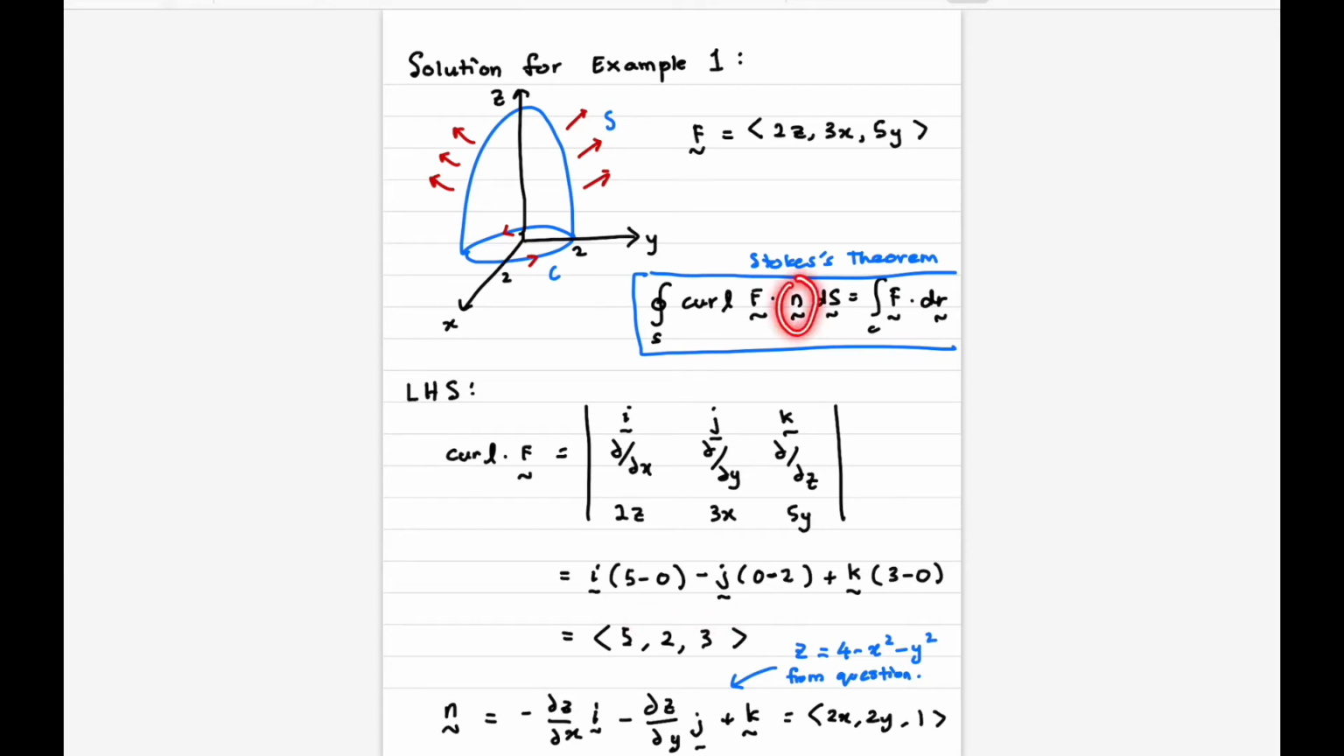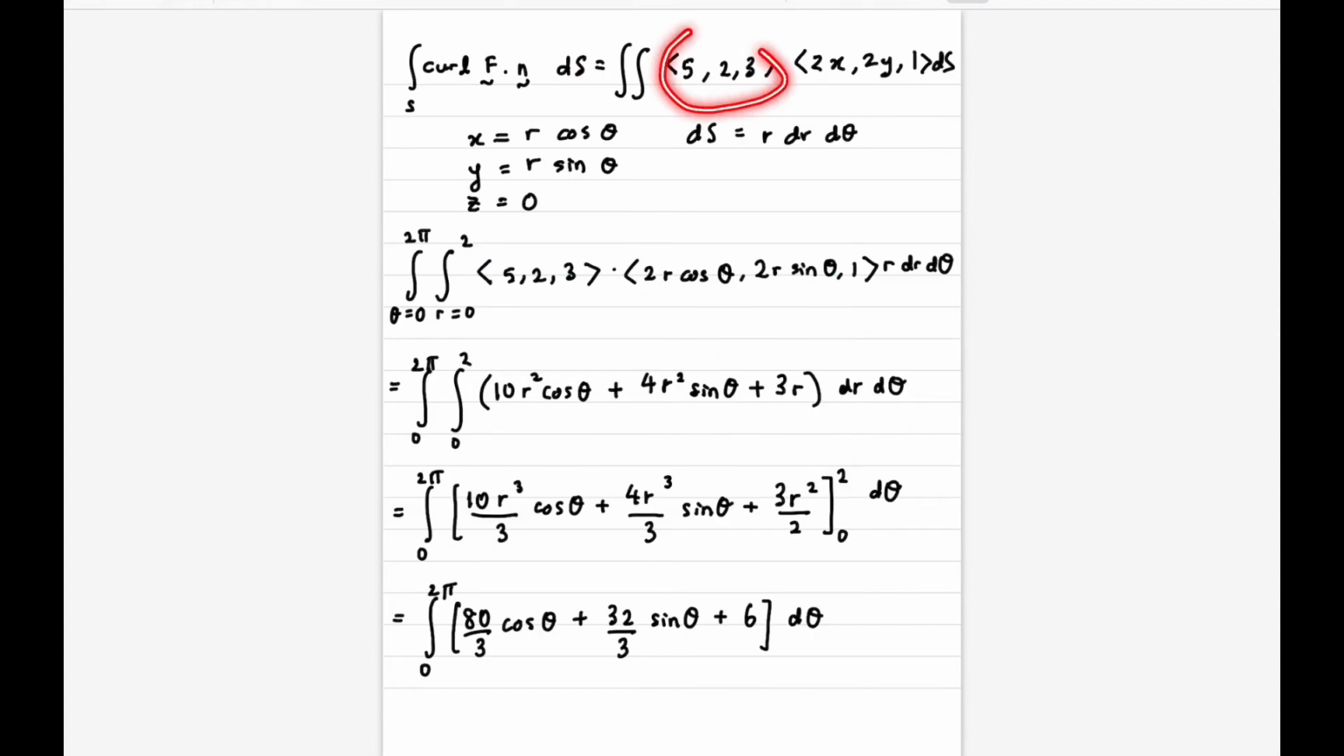You have to find your n. So n is in the positive direction, so just refer to the table. You have to find this value from the equation z equals 4 minus x squared minus y squared, so differentiate this z with respect to x, minus del z del y, plus k, so you will get 2x, 2y, 1. So this is your curl F and this is your n.